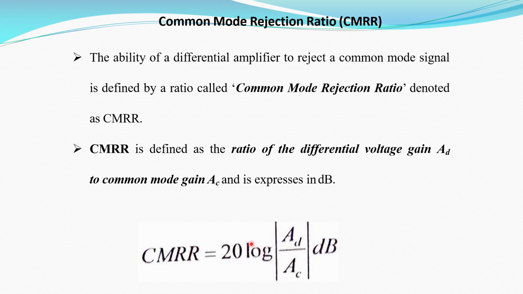And next, the differential amplifier provides excellent bias stability because of the emitter current biasing. So a larger CMRR provides a better differential amplifier circuit.